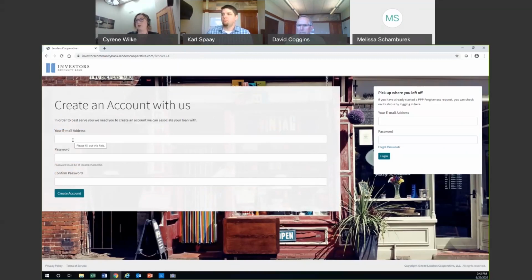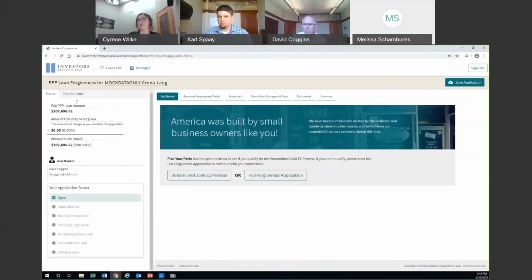And now what I'm going to do, and you as an end user would enter in your email address and then create a password, and enter it again. And then create your account. Now once you've created your account, it's going to preload your loan amount.